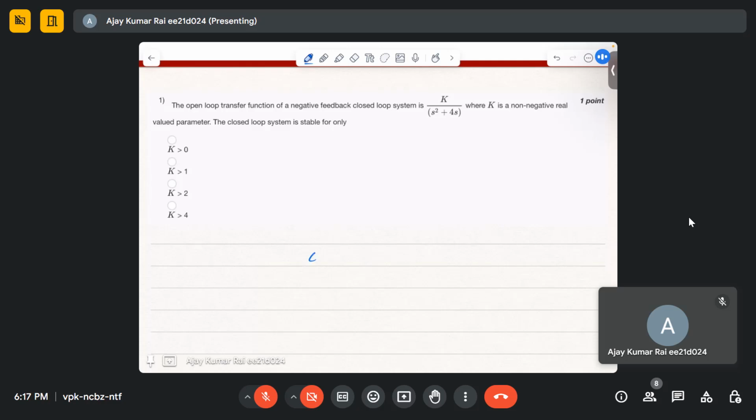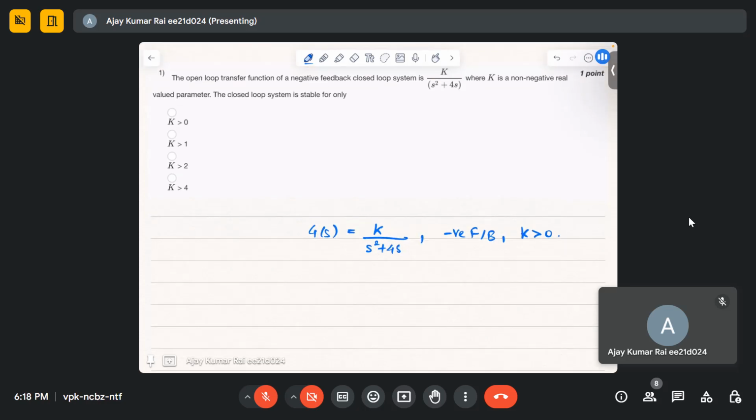This is the open loop transfer function with negative feedback closed loop system: k by s square plus 4s. It's given that it's negative feedback, and k is non-negative, which means k is greater than 0. Now, the closed loop system.